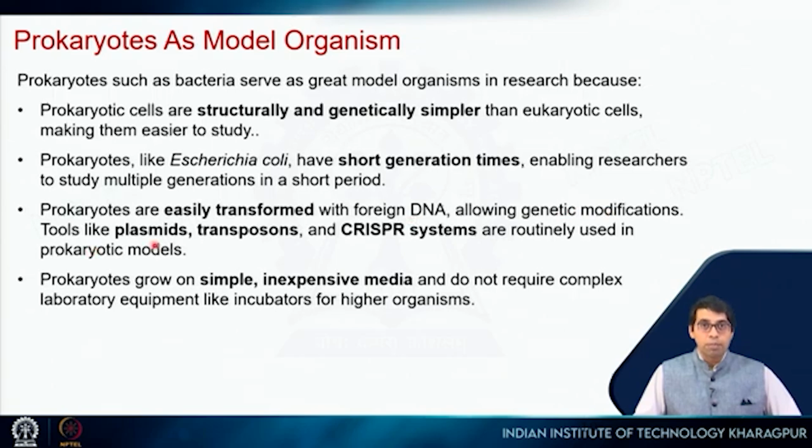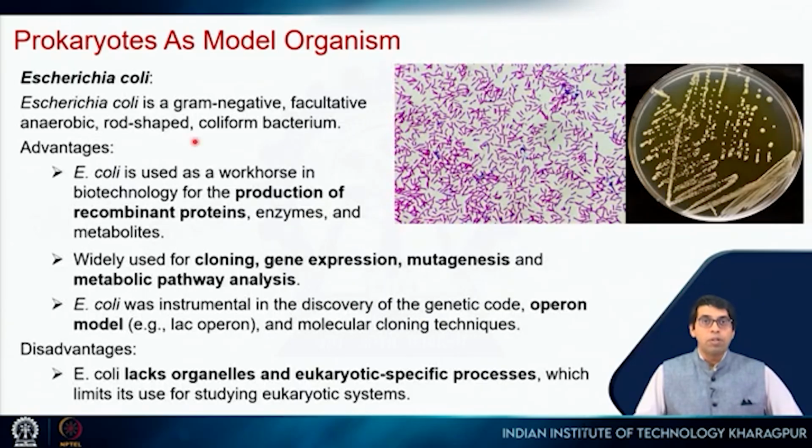So tools like plasmid transposons and CRISPR systems are routinely used in prokaryotic models. They grow on simple, inexpensive media. So growing a bacteria is much more inexpensive compared to growing a eukaryotic cell like HeLa or Snyder 2. So E. coli is a model prokaryotic organism. It is a gram-negative bacteria.